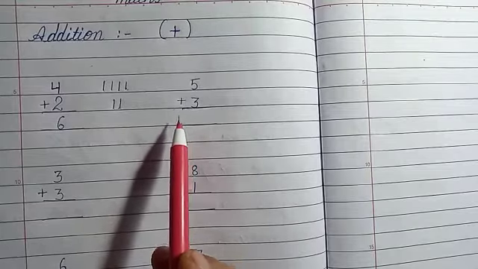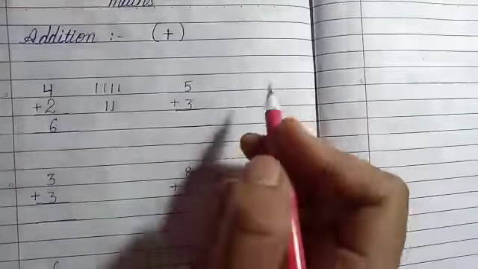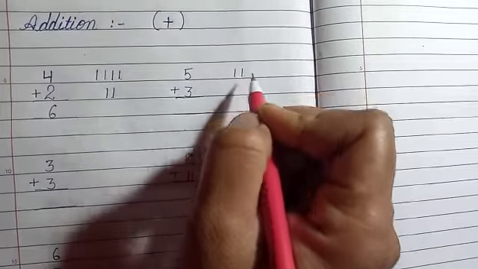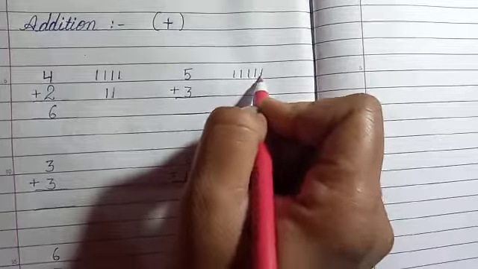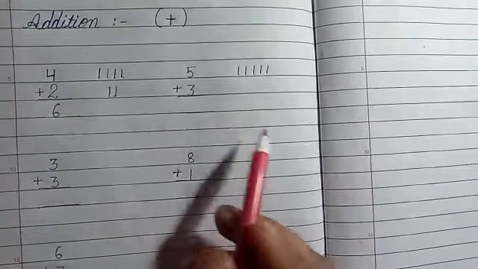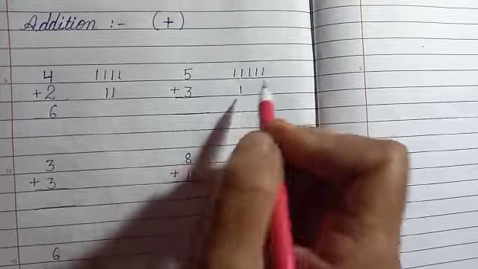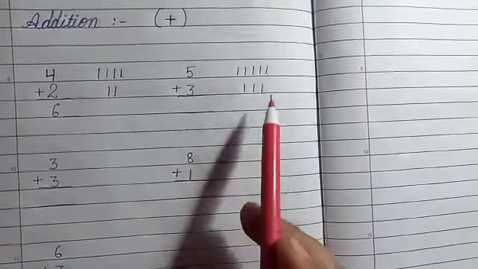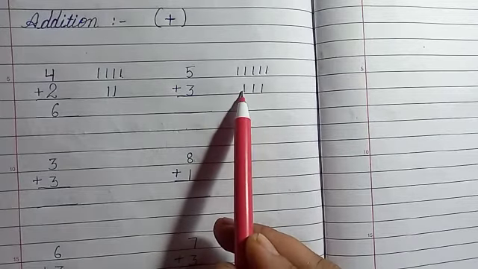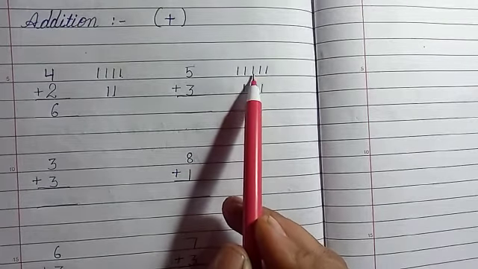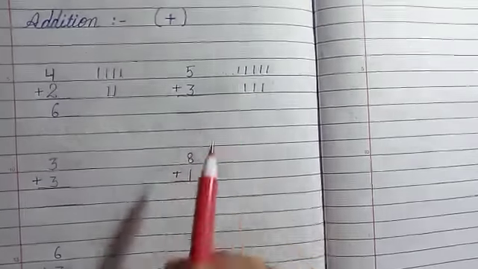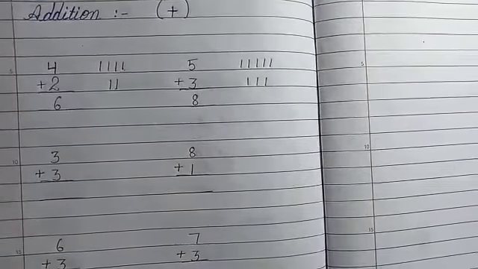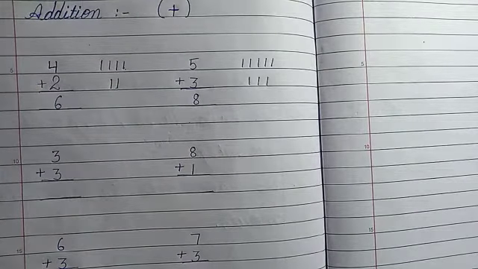Here is 5 plus 3. Here is 5. Now you draw 5 lines. 1, 2, 3, 4, 5. And here is 3. Now you draw 3 lines. 1, 2, 3. Count. 1, 2, 3, 4, 5, 6, 7, 8. It will be 8. Now I'm going to solve next question.